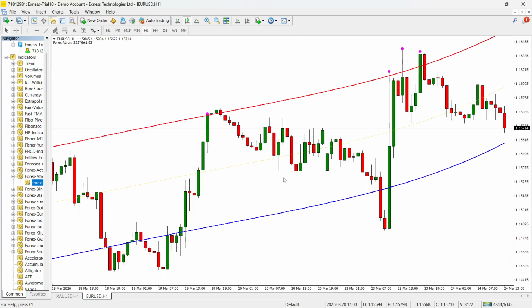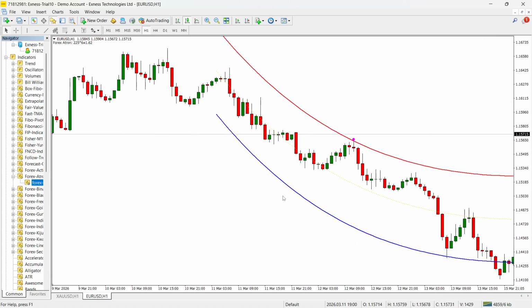Alright, so there we have it. The Forex Atron Indicator plots two dynamic bands directly on the main price chart, a red upper band and a blue lower band that form a trading channel around price. Within this channel, the indicator also prints colored dots, typically orange near the lower band and magenta near the upper band, to mark potential buy and sell zones according to its scalping logic.